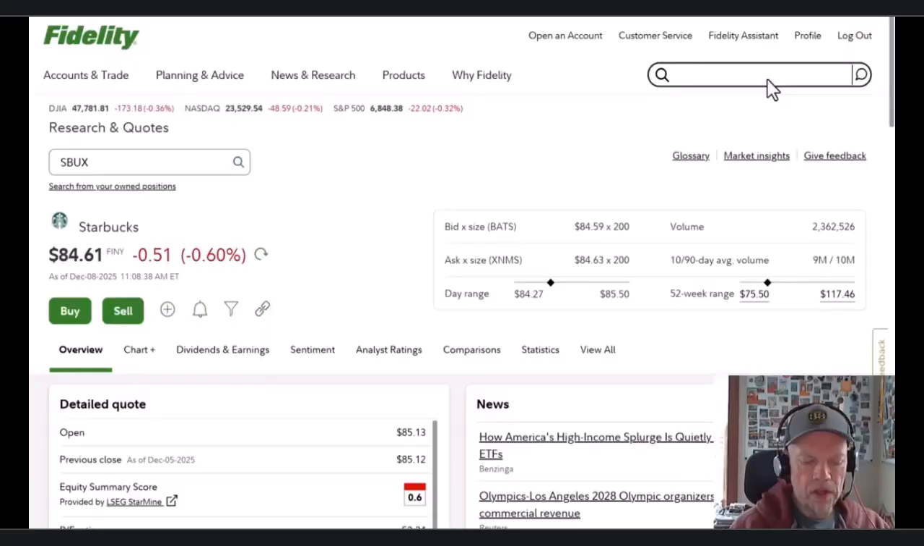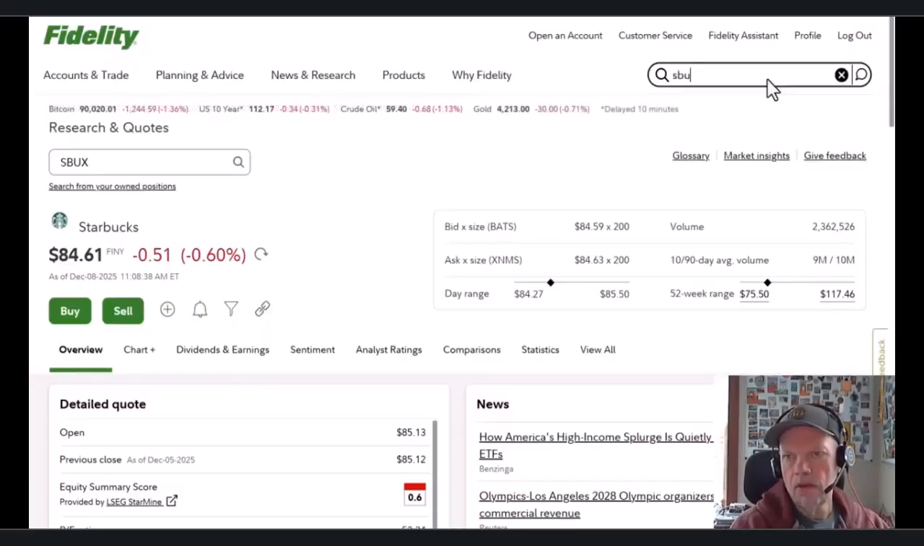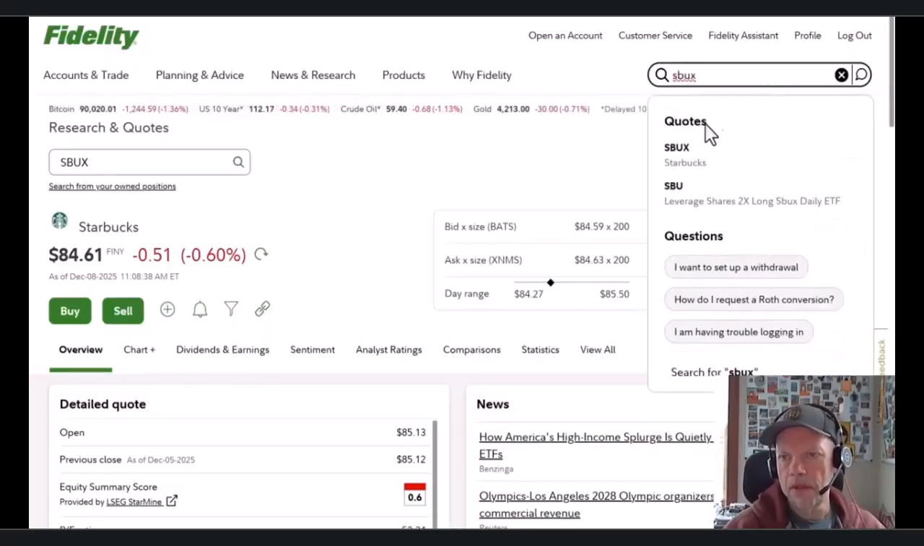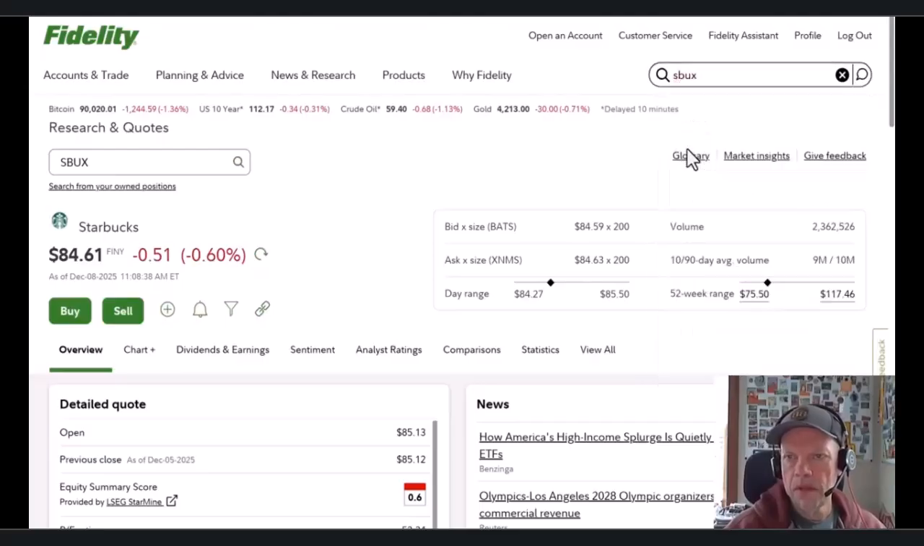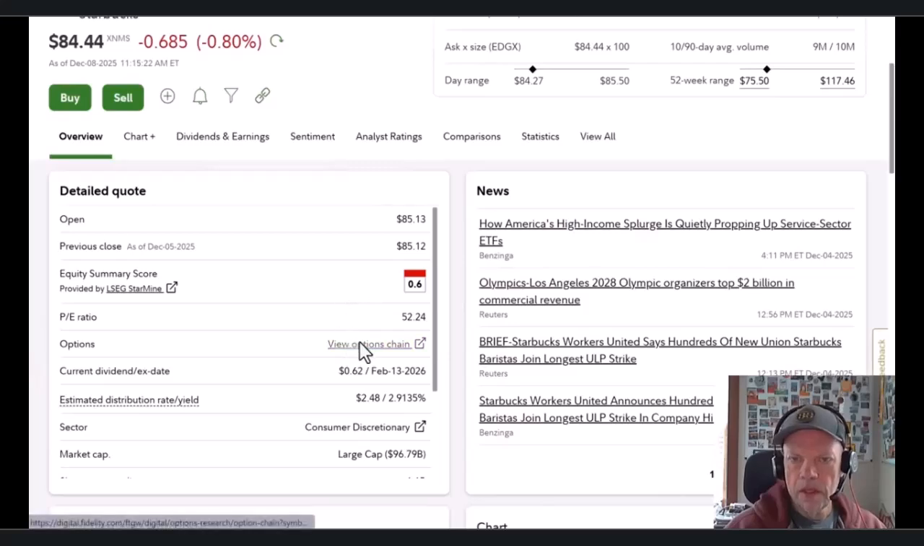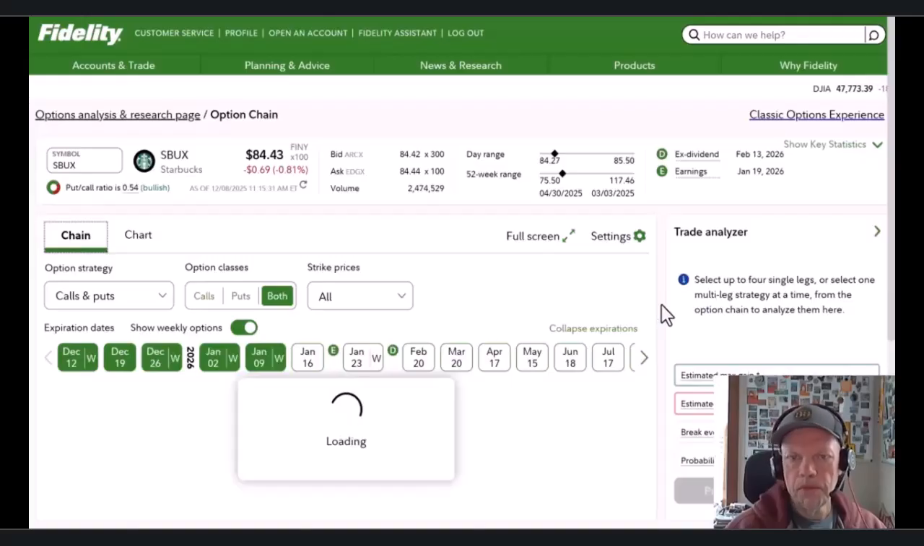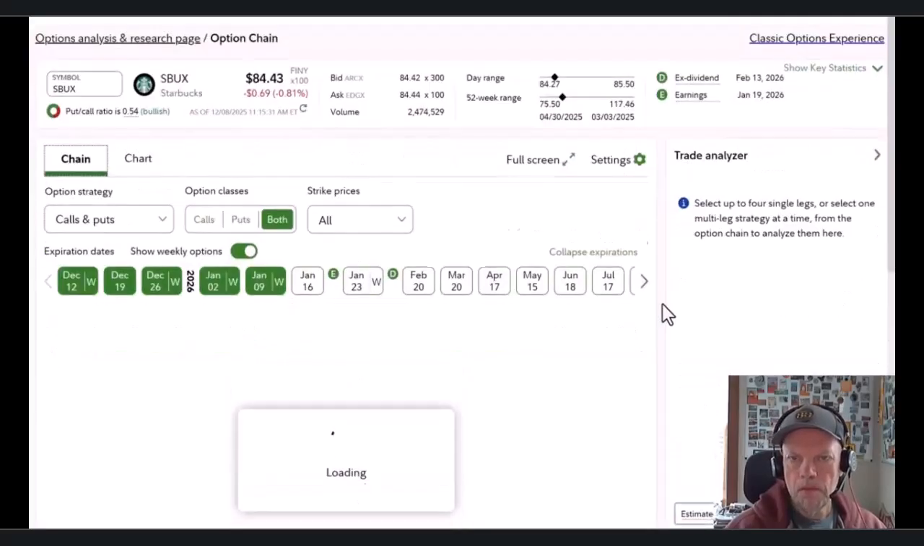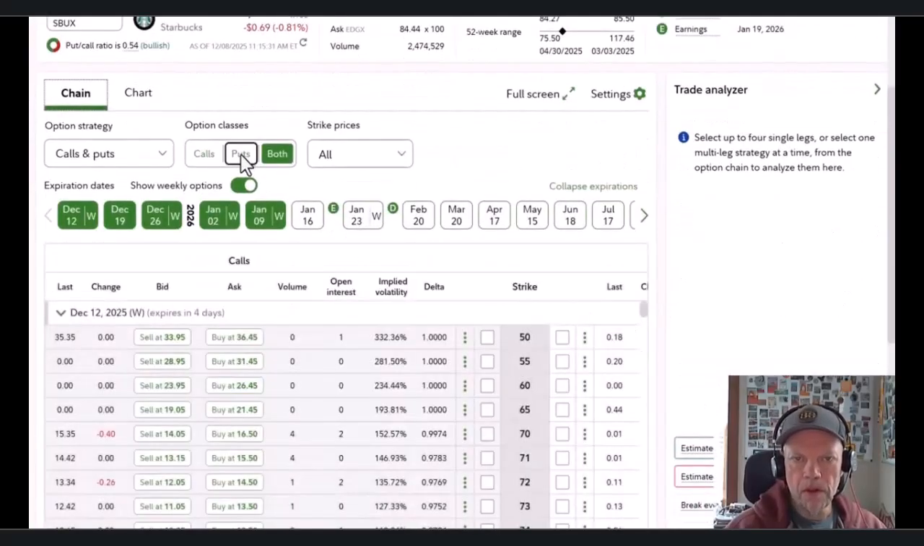It's already brought up Fidelity. If you want to look for a stock, you just type in the ticker or the name and search for it. And then here it is. And then you can click on view the option chain. That brings us up. And we are looking for cash secured puts, so I'm going to click on put.